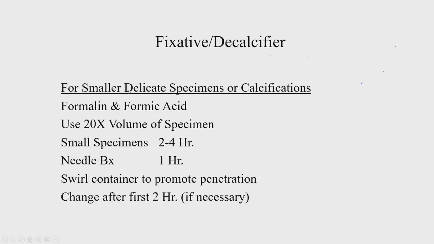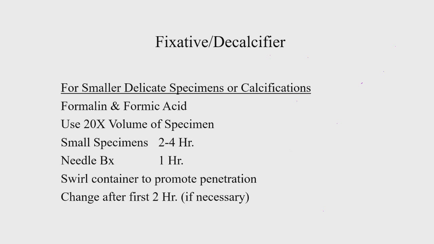The next slide I'm going to show you is another fixative decalcifier. For smaller specimens, delicate specimens, or calcification, formalin and formic acid, you want to use them at 20x the volume of the specimen. For smaller specimens, you want to use this for 2 to 4 hours, but you want to monitor this. This is basically for something like needle biopsies, or even calcification in the breast or lung tissue.